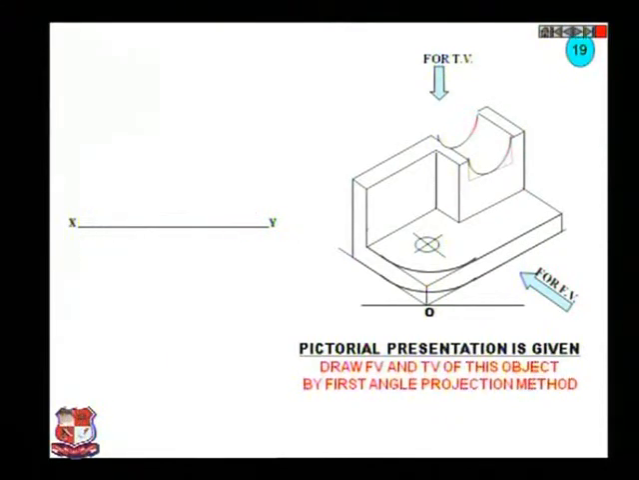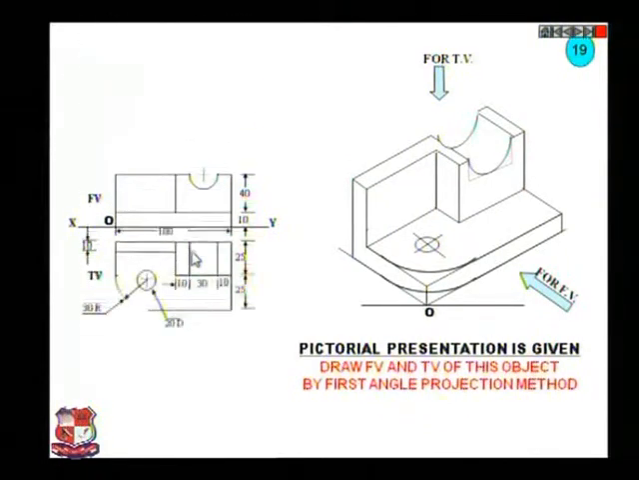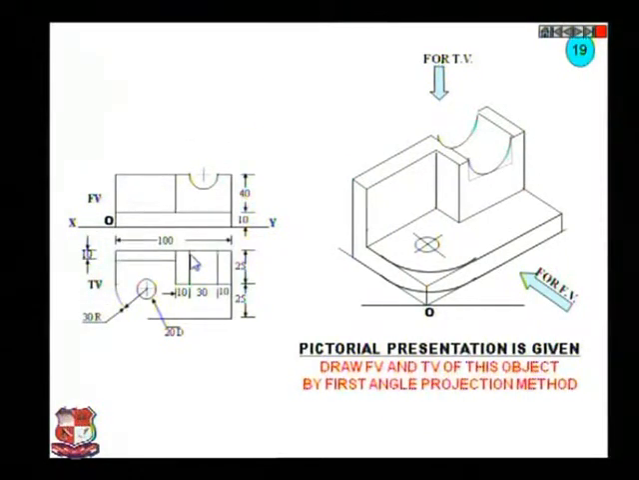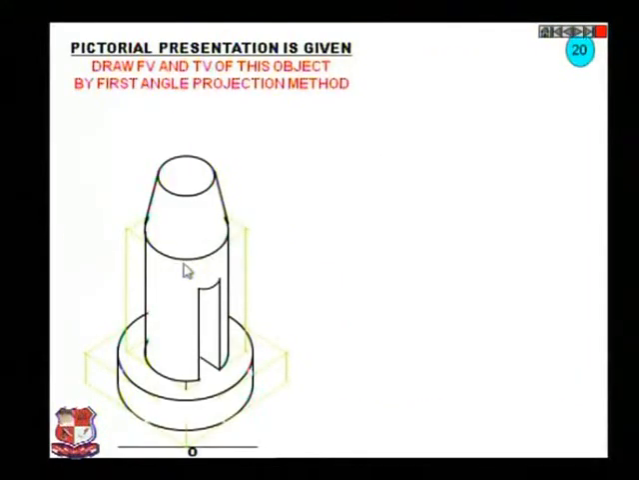First you look at this object, right? Try to solve this problem and draw the object like this. This is the solution for this object. This is orthographic projection of this problem. Problem number 20. Draw front view and top view of this object by first angle projection method.